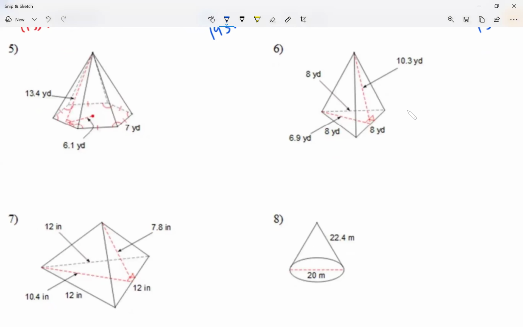Now, pyramids and cones. We're gonna talk about this. Yesterday we were talking about prisms. Now we're gonna be looking at pyramids and cones. Pyramids and cones only have one base. Remember prisms had two bases and the rest were rectangles? Well, with pyramids and cones, there's only gonna be one base.